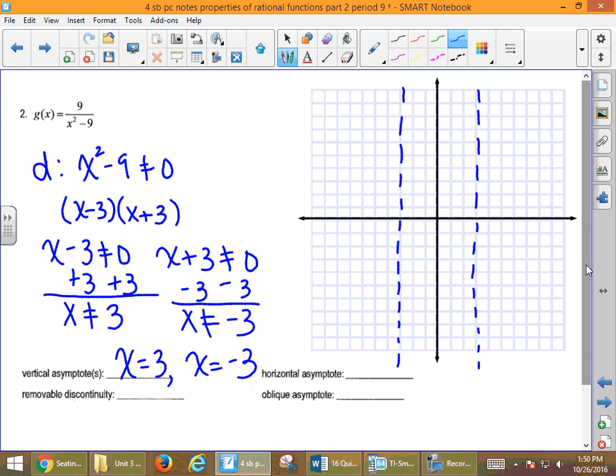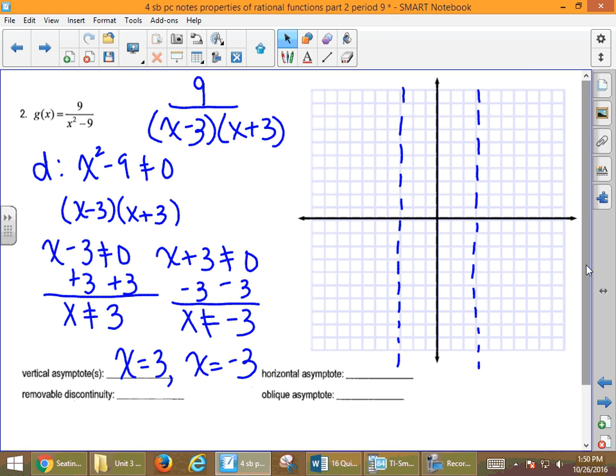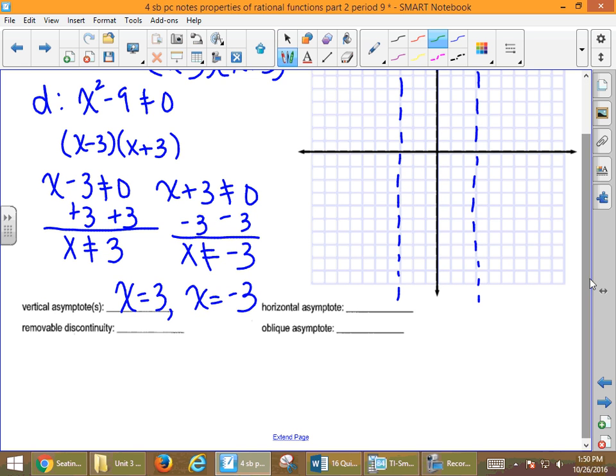If we look at the function a little bit more closely, with the denominator factored, we have 9, and then we have the x minus 3 and the x plus 3 in the denominator. We're not going to cancel anything out. And because we don't cancel anything out, then we don't have any removable discontinuity.